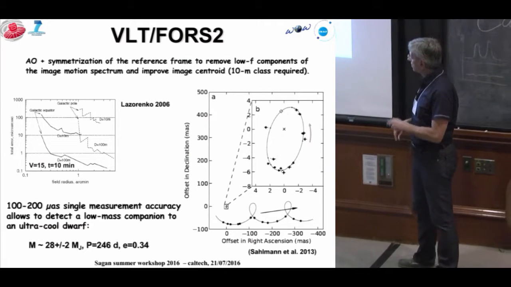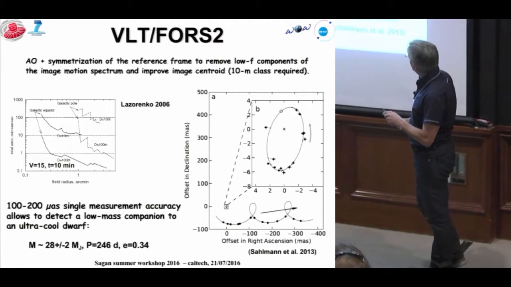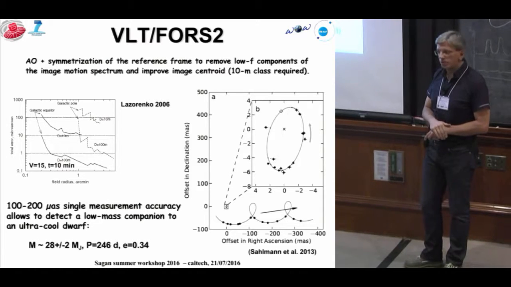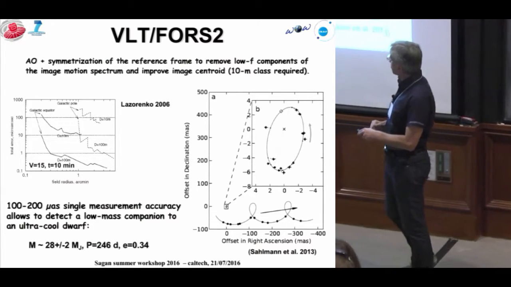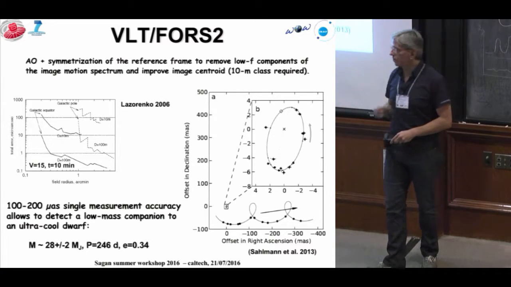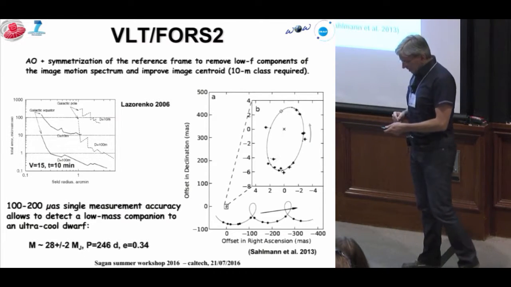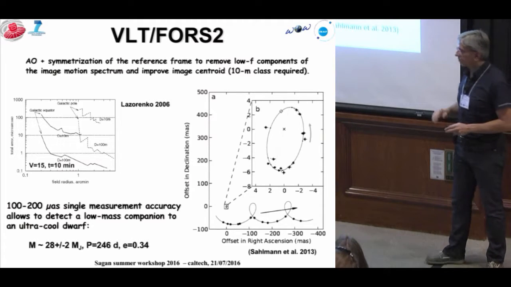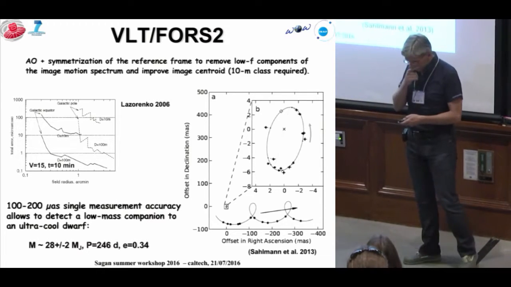A group led by Johannes Sahlmann has recently published the detection of a couple of very low mass companions around very low mass stars at the bottom of the main sequence, late M dwarfs. In particular, this is the discovery announcement of a low mass brown dwarf around a late type M dwarf. This is not a planet, but it is still interesting enough because it's a very important demonstration of this technique.